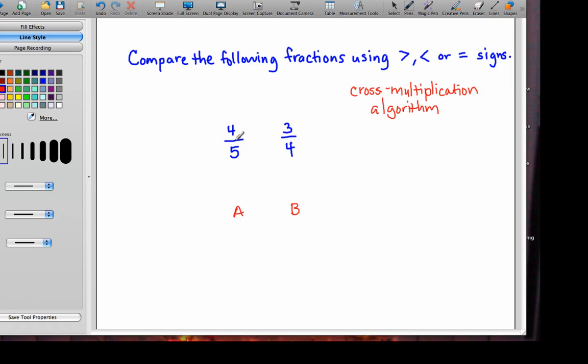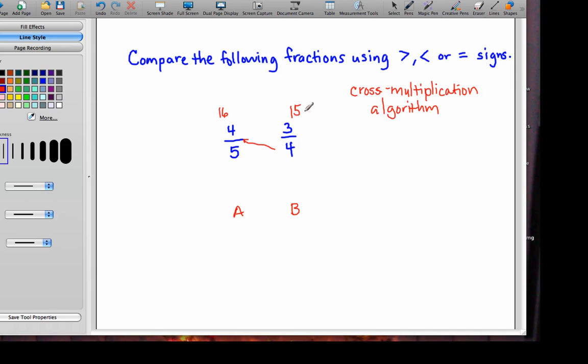B. If you want to see if a fraction is greater than, less than, or equal to another fraction, you'll multiply the numerator of fraction A times the denominator of fraction B. And when you do that, you actually get 16. So then to find the other, you multiply the denominator of fraction A and the numerator of fraction B. So 5 times 3 is 15.